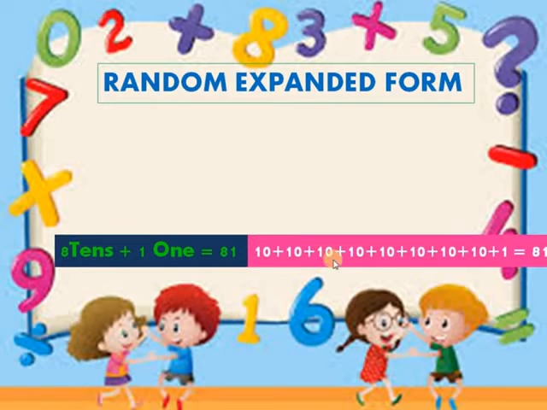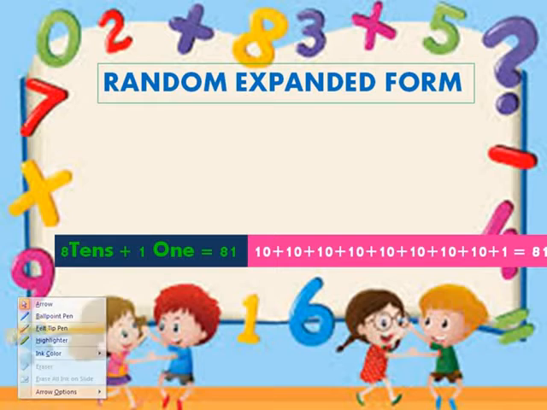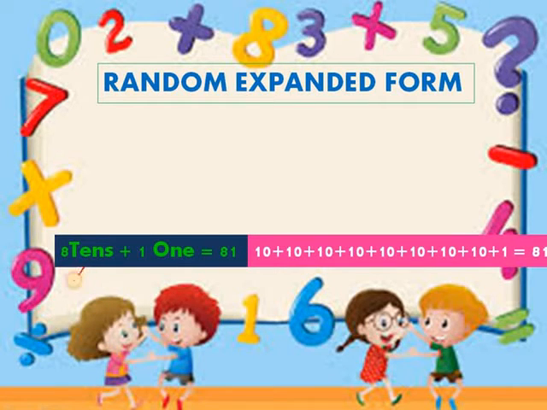So it can be written as, when you add this 4 tens, you get 40. 4 tens is equal to 40 plus 2 ones. 2 ones means 2. So this is the expanded form of 42. This and this both are the same, similar.